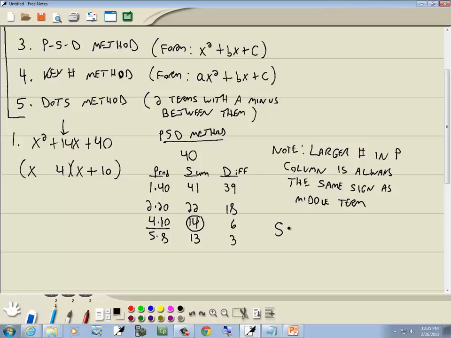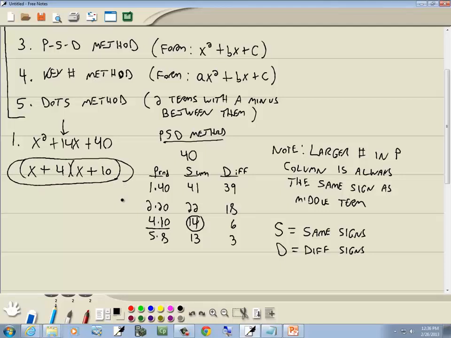Now, if the number we circled is in the S column, S represents same signs. If the number we circled is in the difference column, this D column, then D would be different signs. Now, same signs means they're both positive or both negative. Different signs means one's positive and one's negative. Well, the number we circled is in the S column, so S means same signs. And since we already said the 10 was positive, that means that the 4 has to be positive. And that'd be our answer.